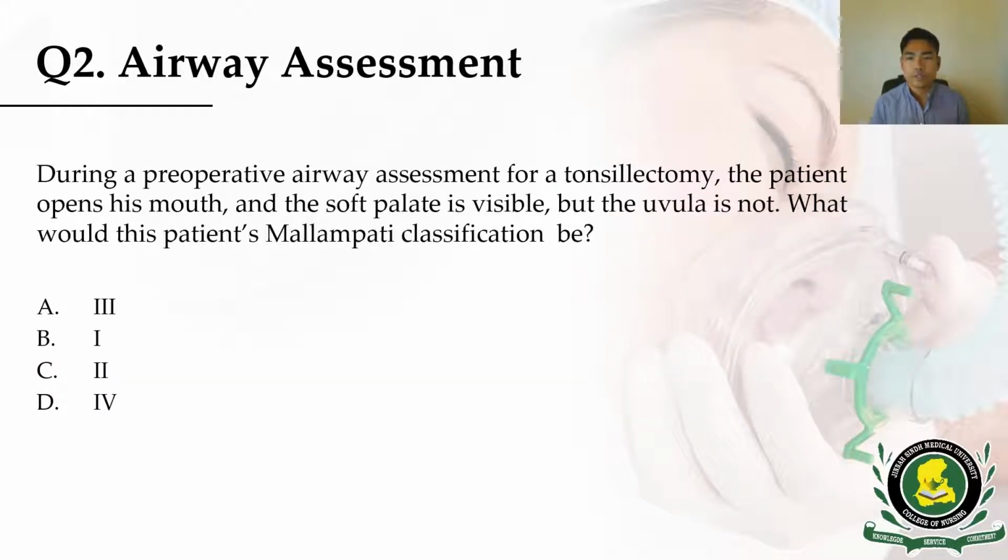So, second question. During a preoperative airway assessment for a tonsillectomy, the patient opens his mouth and the soft palate is visible, but the uvula is not. What would this patient's Mallampati classification be? Take a second to come up with the answer, and then we'll go over the answer together.